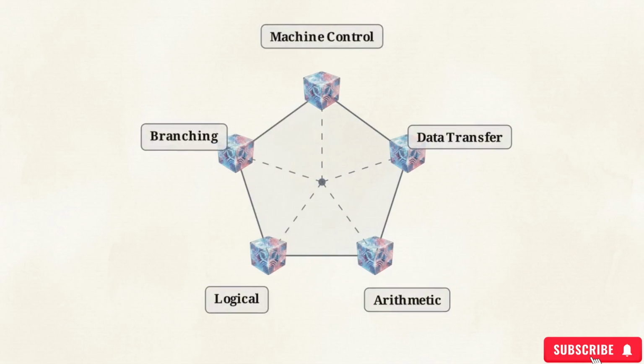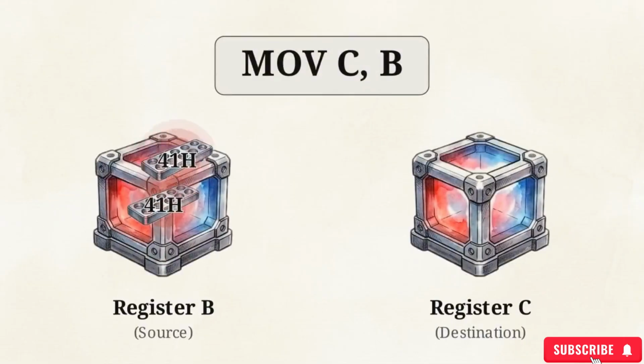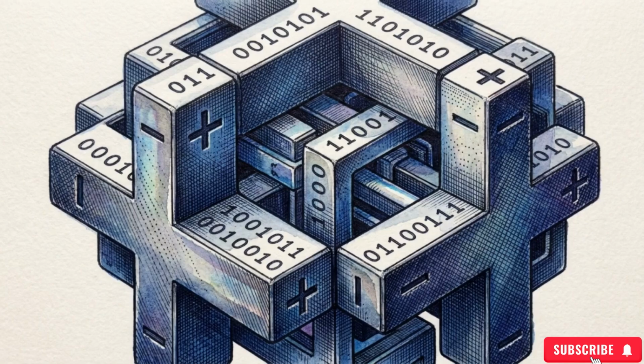We can group these instructions into 5 functional families based on what they actually do. Data transfer commands, like move, are the couriers. They relocate data between registers without altering the information. Arithmetic and logic commands, like add, form the mathematical engine. This is where the actual computation occurs.